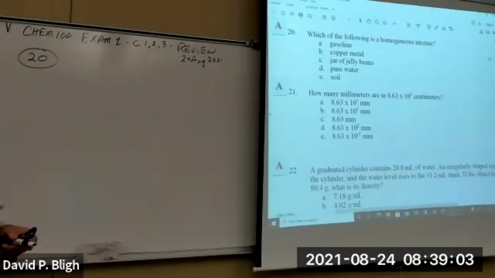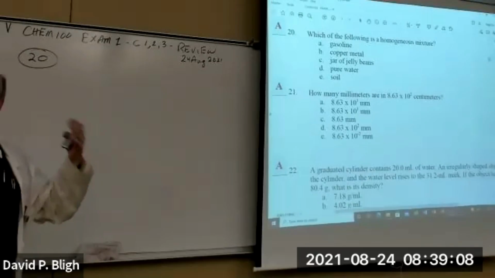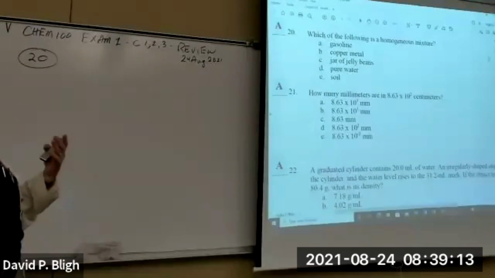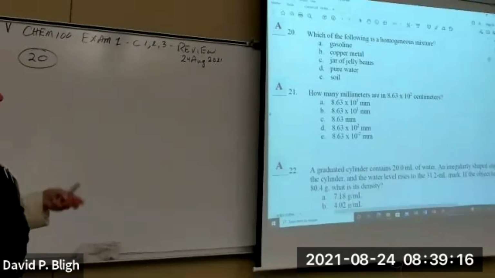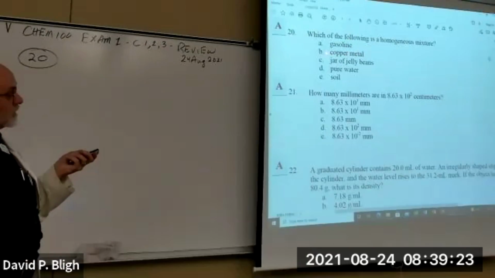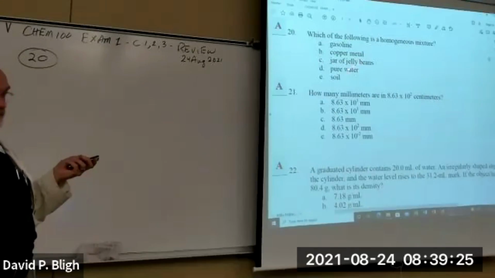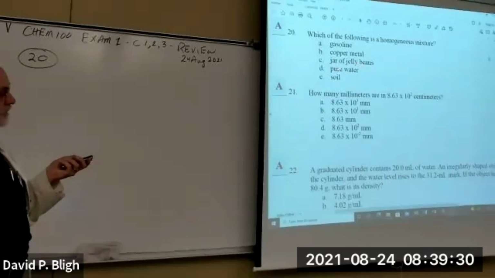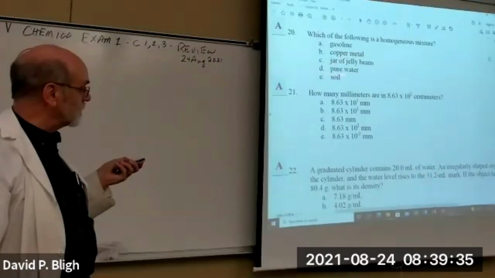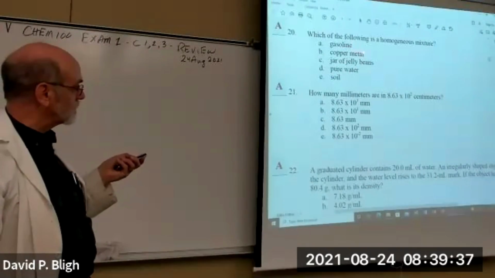Okay, which of the following is a homogeneous mixture? All right, the question is, homogeneous mixture, I would start from the end and work backwards. Which ones are mixtures? All right. Gasoline, yeah, that's a mixture. Copper metal, no, it's a pure substance. Throw it out. Jelly beans, yeah, technically that's a mixture. Pure water, nope, throw it out. Soil, definitely a mixture.